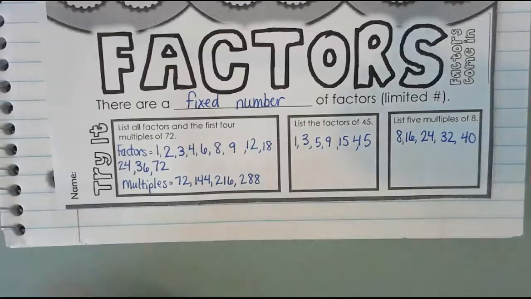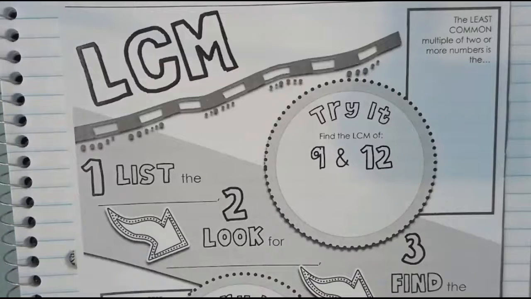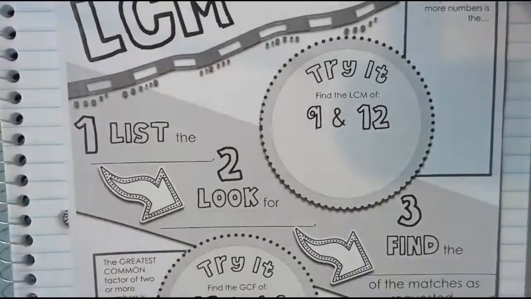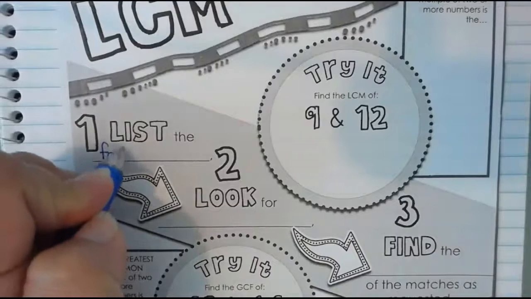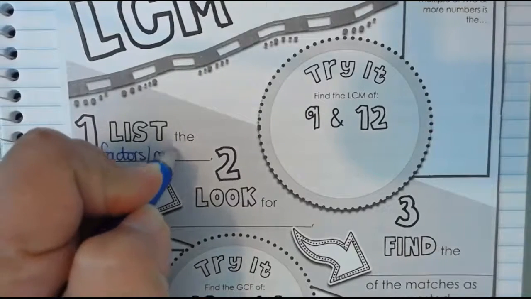Go ahead and get your next page ready. The next one will be on LCMs and GCFs. Next page, here it looks. LCM, least common multiple, and GCF. We're going to start with this nice gray line because it blends itself well with both of them. And in order to find an LCM or a GCF, I need to first go ahead and find the factors as well as the multiples.